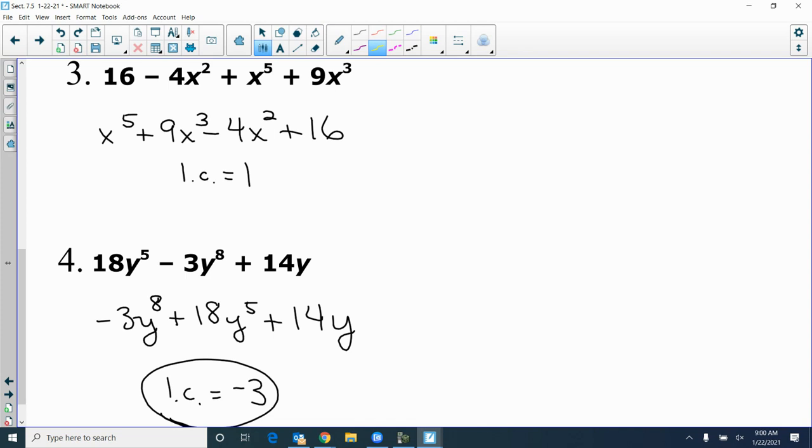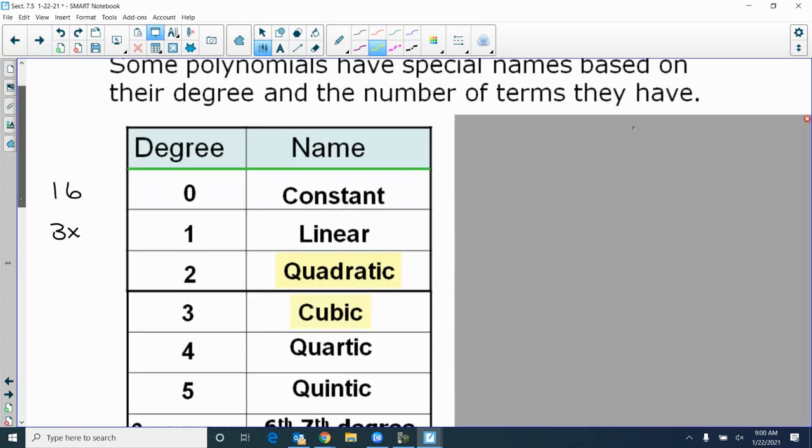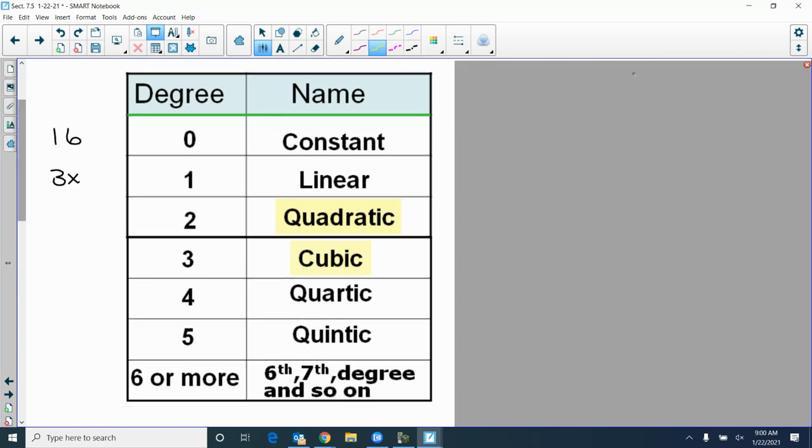Now we're going to give names to some of these things. Degree 0 is a constant, just like the number 16. If somebody says they have a linear term, it means it's first degree, just like 3x. Quadratic is second degree, like 4x squared. Cubic is third degree. You can't read that.